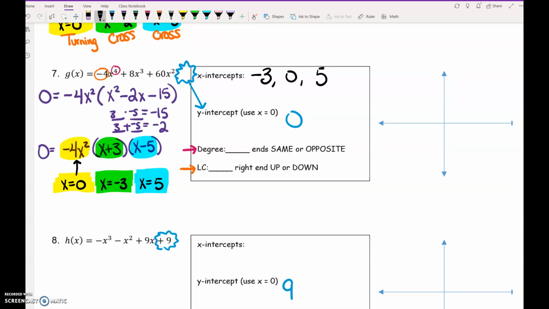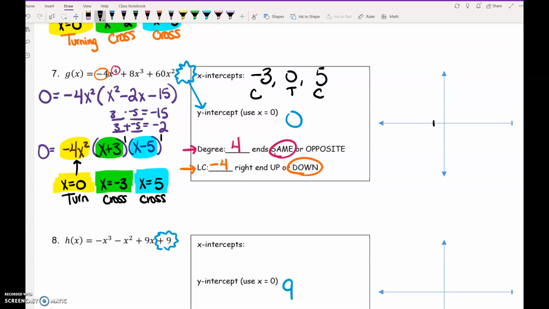0 comes from this first term that has an exponent of 2. So 0 is going to be a turning point. Both -3 and 5 come from these parentheses that don't have an exponent, which means it's an exponent of 1. Those are both going to be crossing points. The degree is 4. 4 is an even number, so the ends are going to point in the same direction. The leading coefficient is -4. That means the right side will point down.